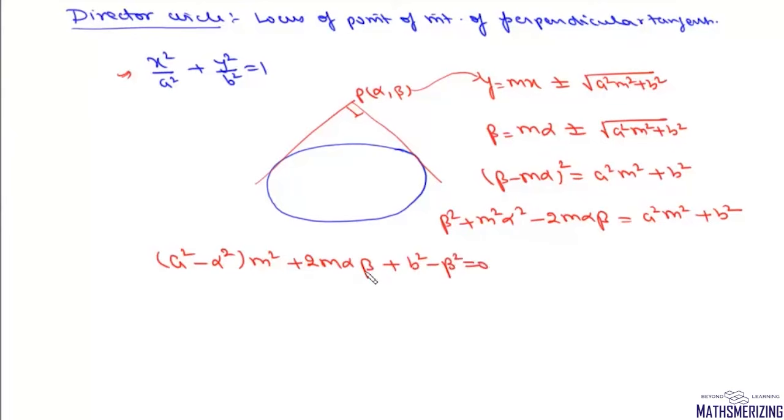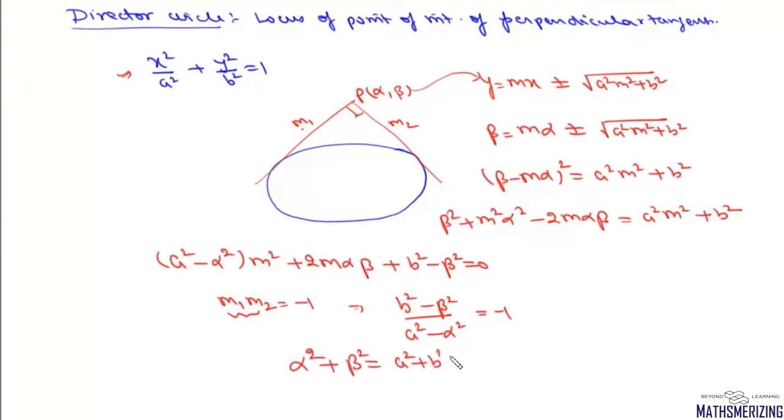Now this equation will have two real roots. So we'll have two roots, say m1 and m2. Now it is given that these tangents, they are perpendicular. If the tangents are perpendicular, then clearly m1 into m2 is equal to minus 1, and m1 into m2 is nothing but product of roots, and product of roots is c upon a. So from here we can write b square minus beta square upon a square minus alpha square, and this is equal to minus 1. So we'll rearrange it. We can write it as alpha square plus beta square, and it should be equal to a square plus b square.